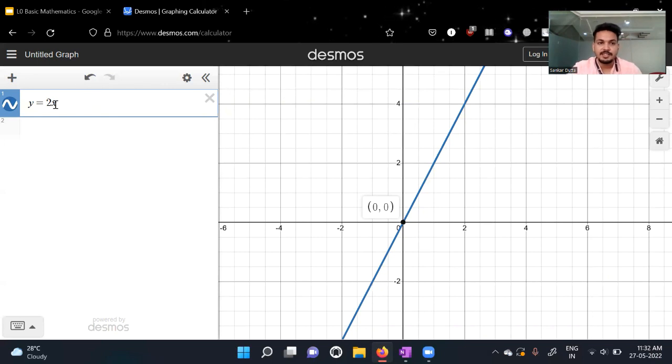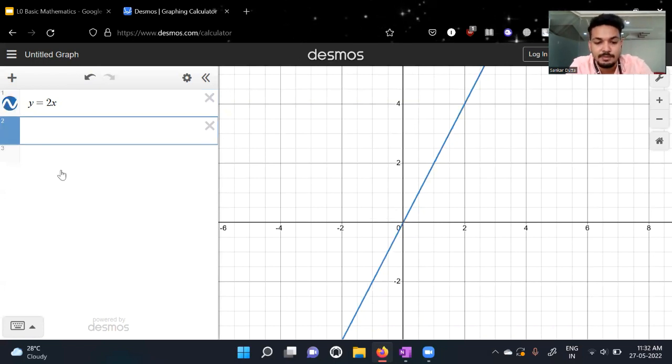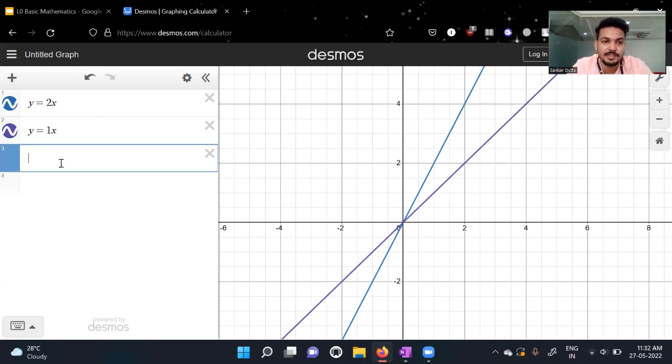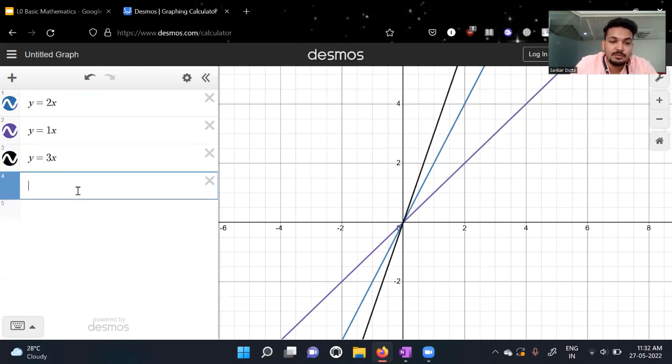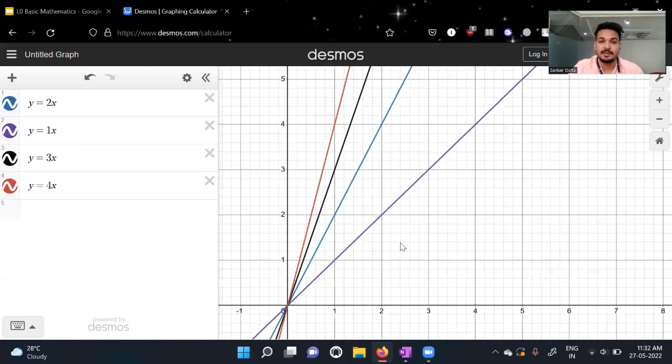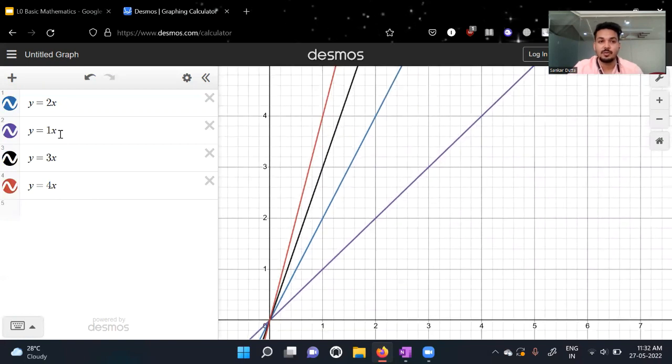Okay, so let me see what this number 2, the coefficient of x, is doing. Let me plug in y equals 1x. Let me see how it's affecting. Okay, y equals 3x. Let me do one more, y equals 4x. Based on this, can you tell me what is happening? What does this number do? So 1x, 2x, 3x, and 4x, what is it changing?